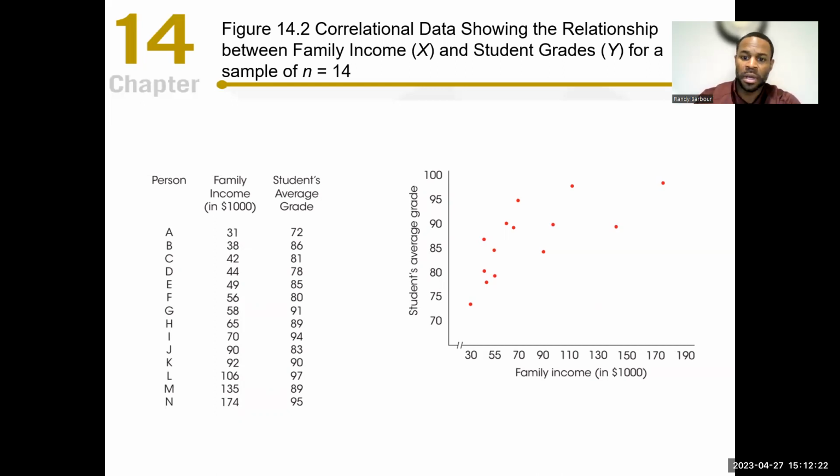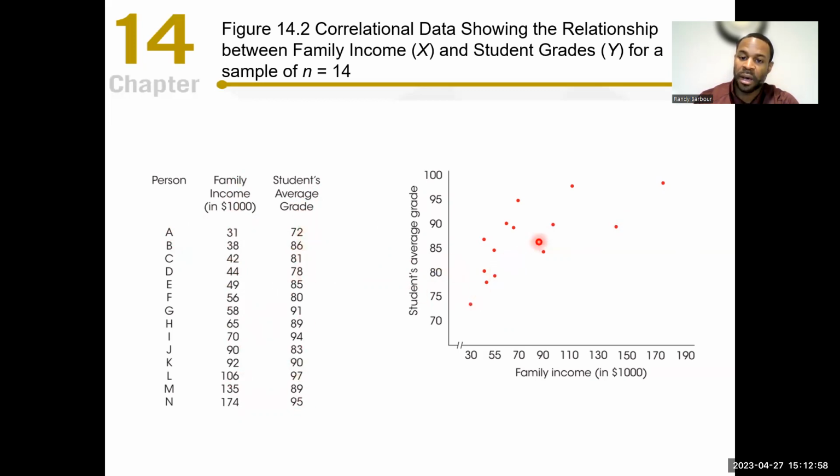And what you see here, this is considered a scatter plot, because each individual dot represents one person. So if we're looking at A, they have a family income of $31,000, which is here, and the student's average grade is 72. And as you see, there is a positive relationship. This goes up and to the right, which means you have a positive relationship. As the family income increases, the student's average grade also increases.